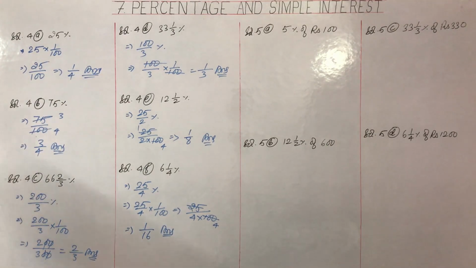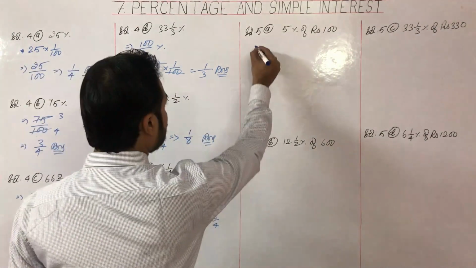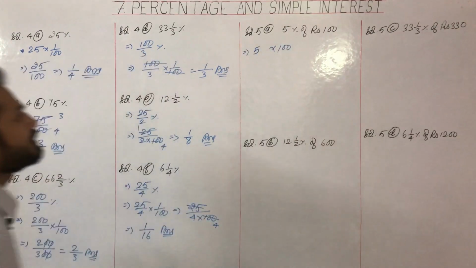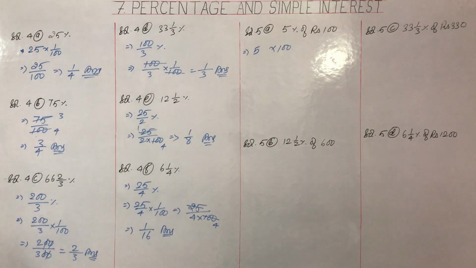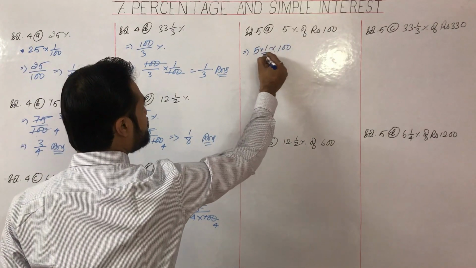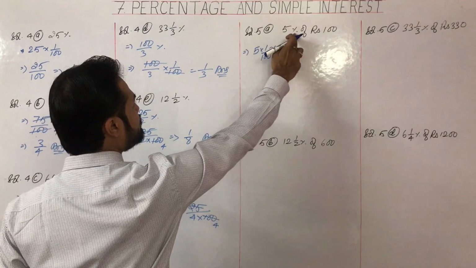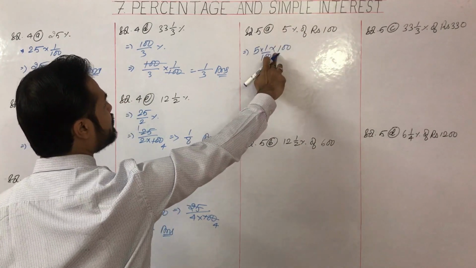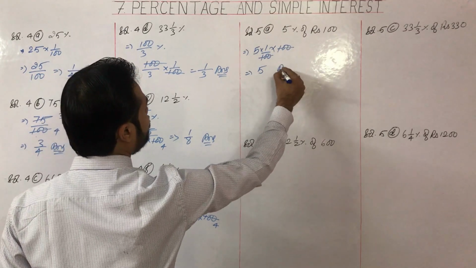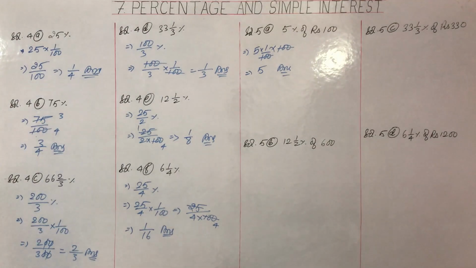Next, question number 5. Find the following percentages. First, 5% of rupees 100. In these types of questions, 5% means 5 by 100 of 100, or for the percent sign, write 1 by 100. So 5% means 1 by 100, and of means multiplication by 100. So 100 and 100 will cancel, and 5 is the answer.